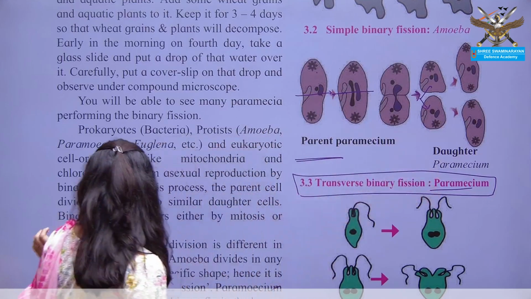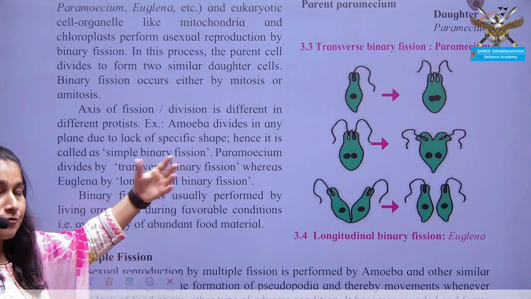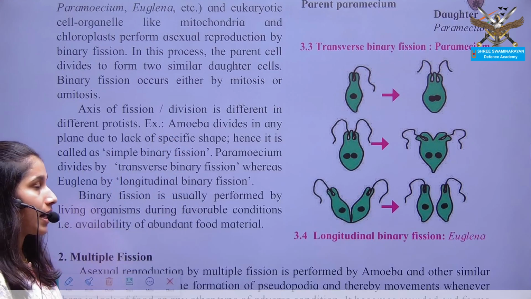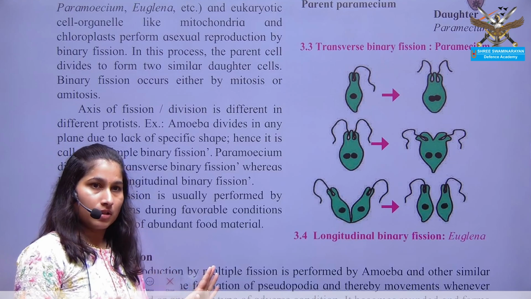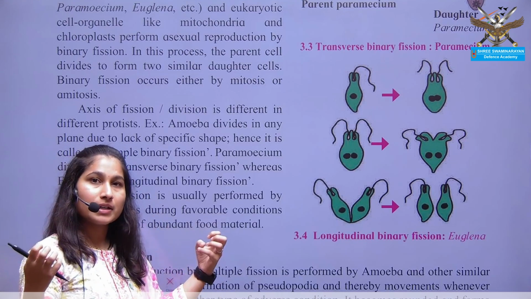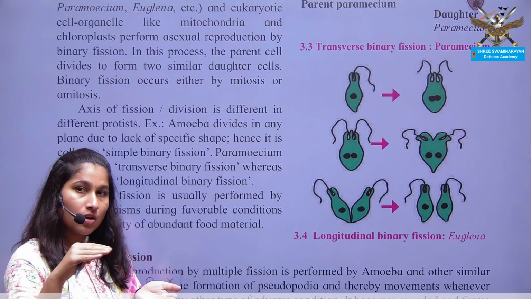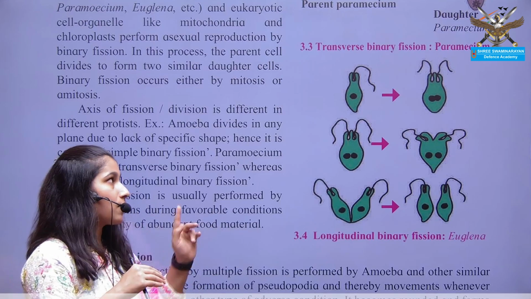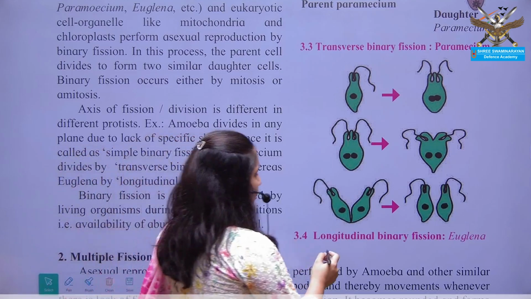This is what defines the different kinds of fission in different organisms. In amoeba there is a simple kind of fission, that is, one cell pulls apart the material and two daughter cells are formed. But in paramecium there is a horizontal cut or horizontal division, and because of that, from one paramecium you get two daughter paramecia.